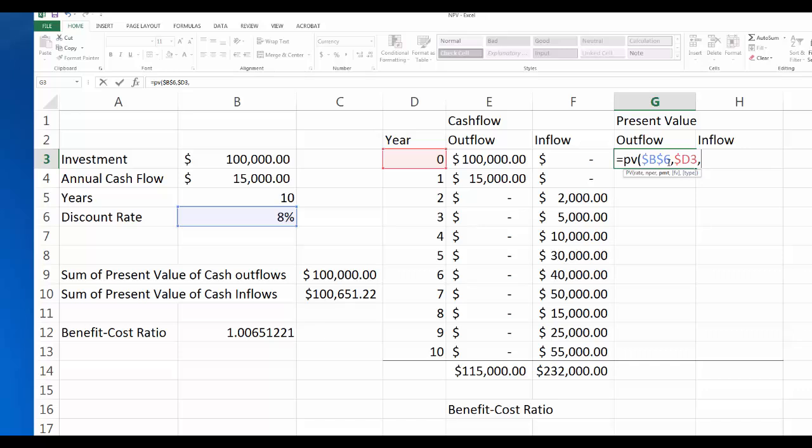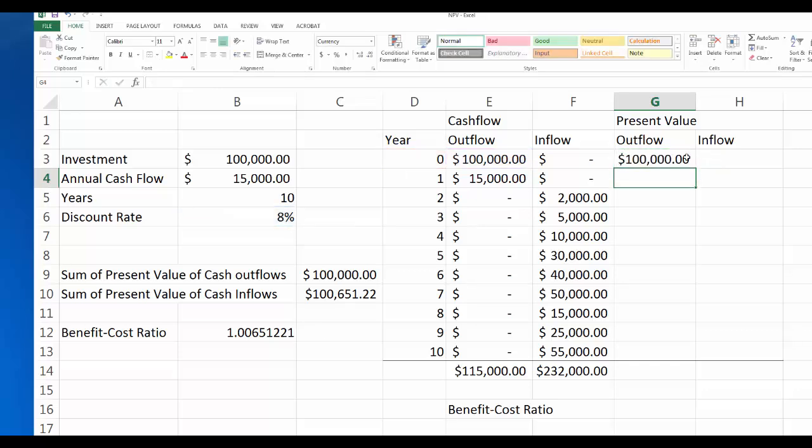Type a comma, and we have to enter the payment. We're not going to enter a payment in this case. We use that when we have an annuity. So we're going to skip it by either entering a 0 or typing a second comma. And then we click on the future value, which is our $100,000. And let's be sure to stick a negative sign in front of it so the number comes out as a positive number and we have a more sensible answer. So we'll close the parentheses and we press enter.